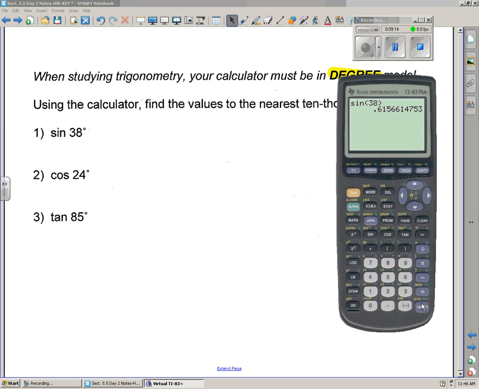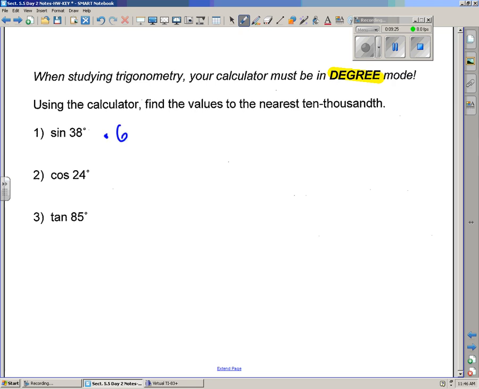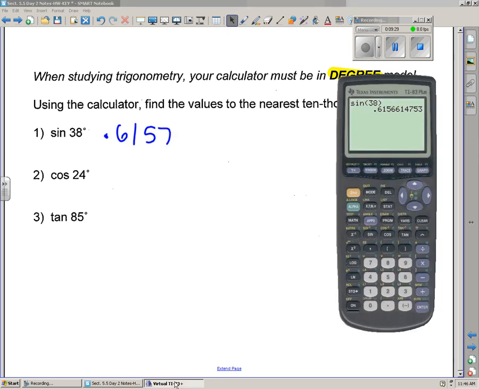We want you to go to the nearest 10,000th. 10,000th is 4 places, so the 5th decimal tells you what to do to the 4th. So 0.61566 becomes 0.6157. And then we go to the next one. Cosine, 24 degrees. So those two sides, when I do the ratio, gives me a decimal equivalent of this. We want it to 4 decimal places. Look at the 5th, so it's 0.9135.